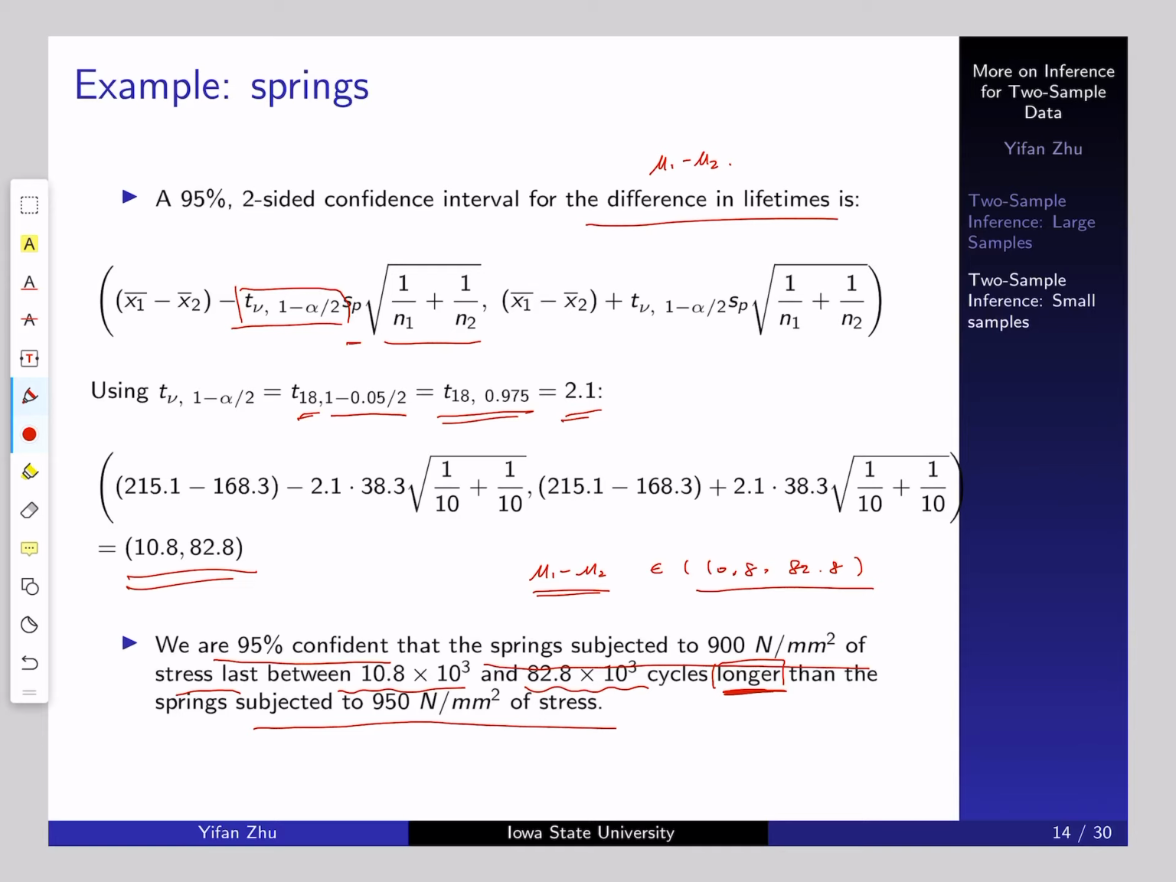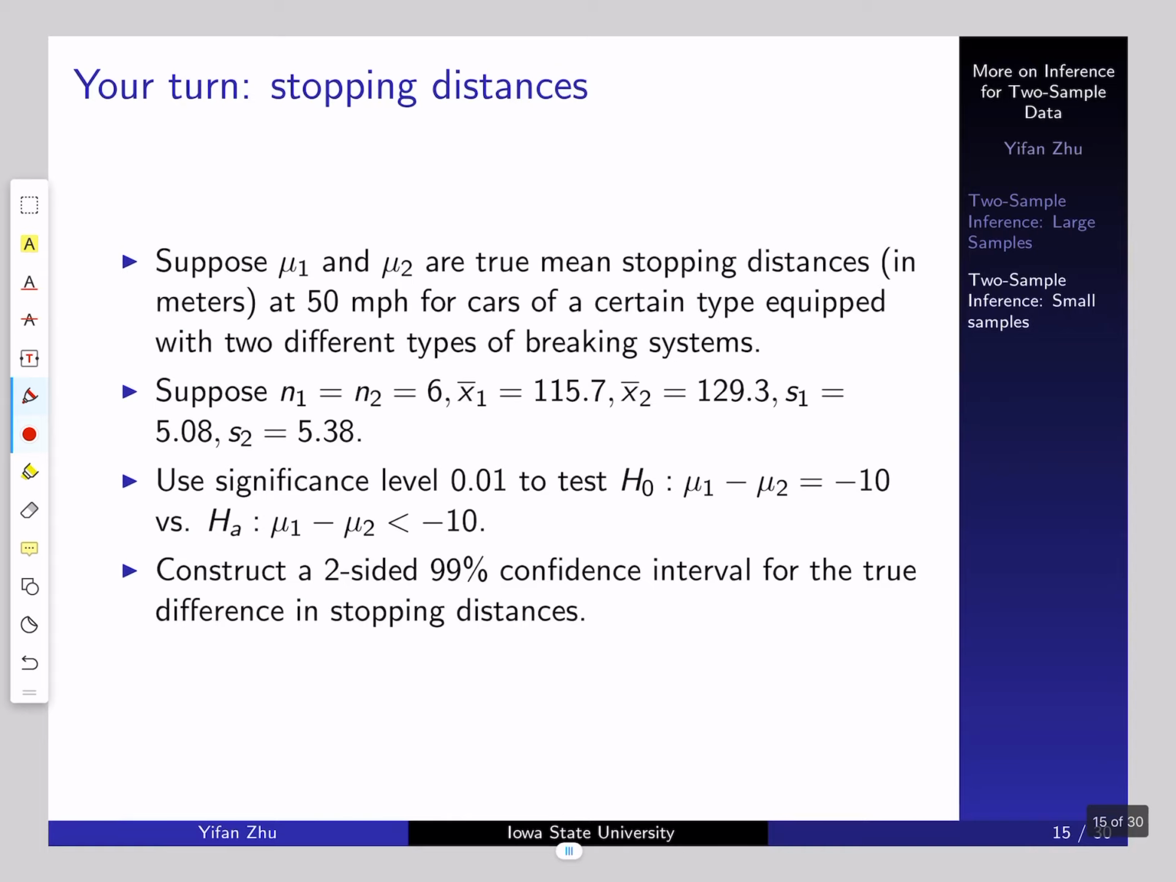Okay, so this is how you interpret the confidence interval for the difference. You say that one group is between number one and number two longer than another group for this example. And let's do another example. So this example is not to see if there's any difference.